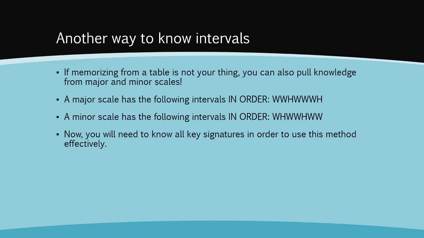Okay, so you will kind of need to know the key signatures in order to use this method effectively. Okay? So I'll just do a quick recap here. So the order of sharps, okay, is F, C, G, D, A, E, B. And then the order of flats is actually the exact opposite of that, okay? So we have B, E, A, D, G, C, F, okay?